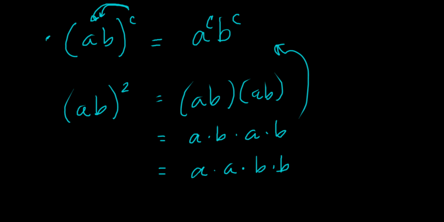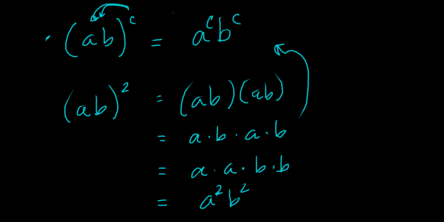And so we do this because it helps us. Because now, in the form we've written it, we see that we have a times a. Well, hey, that's just a squared. Times b times b, well, that's just b squared. Well, look, this just showed that we got the answer that was predicted by this property.